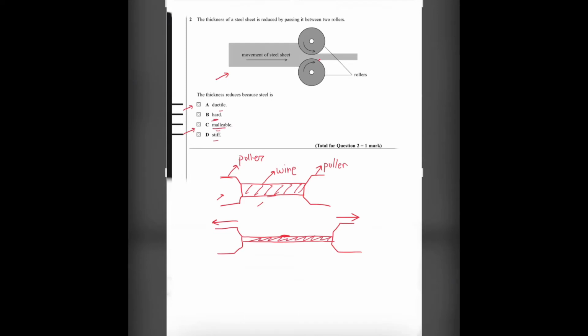This is malleable. Malleable is the correct answer for this question, because malleable involves a compressive force, and these two are compressing the steel sheet into thinner ones. So the answer is C. The answer is not D, because the object is not stiff at all. If the object was stiff, then the steel would not have been compressed like this. When it is coming out, it would look something like this, as thin as we are seeing in this diagram. So the answer to number 2 is C, malleable.